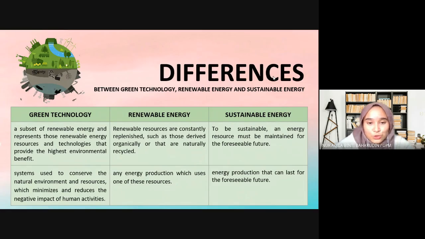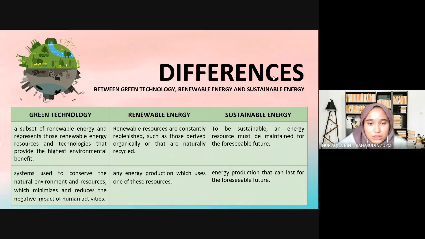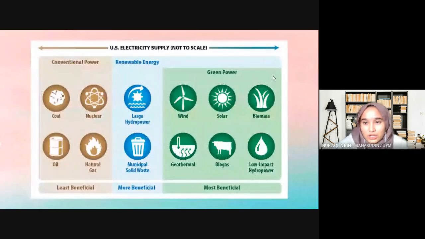Next, we'll go to renewable energy. Renewable resources are constantly replenished, such as those derived organically or that are naturally recycled. Renewable energy is also an energy production which uses one of these resources. Lastly, for the sustainable energy, to be sustainable, an energy resource must be maintained for the foreseeable future, and it is also an energy production that can last for the foreseeable future.